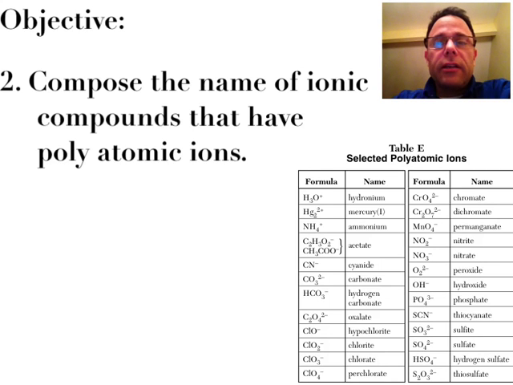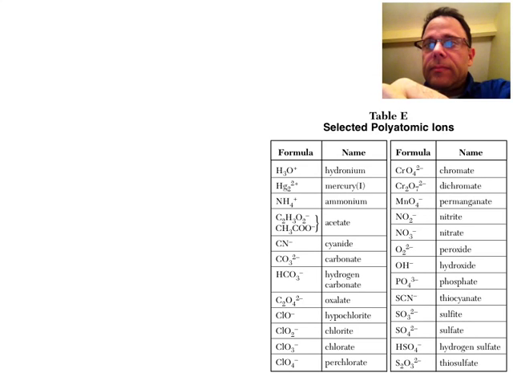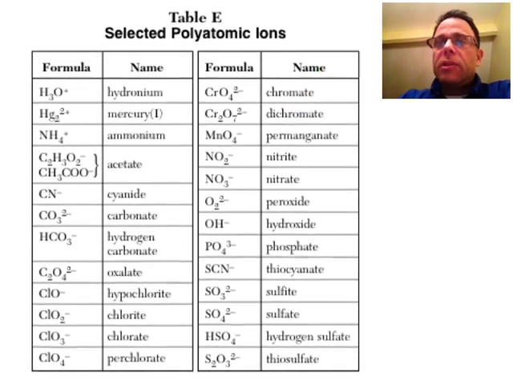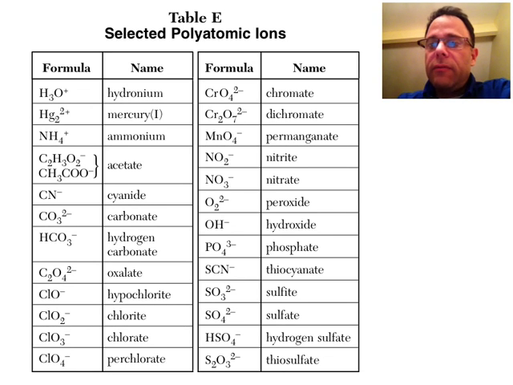Now to our second objective. Compose the name of ionic compounds that have polyatomic ions. Taking a closer look at polyatomic ions, please notice that they are in fact ions. A charge spread across the entire compound here. H3O is a compound that is sharing a positive charge throughout.